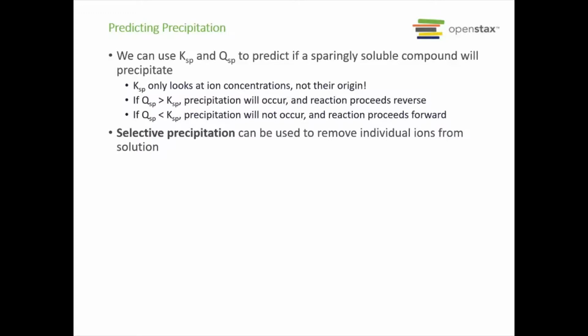If we get it so that our QSP is greater than KSP, then we would get precipitation and our reaction is proceeding in the reverse. If Q is less than KSP, there is not going to be precipitation and the reaction goes forward. So we can use what is called selective precipitation to remove individual ions from a solution.